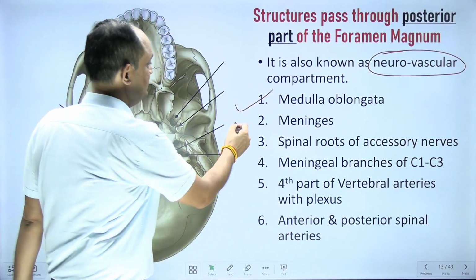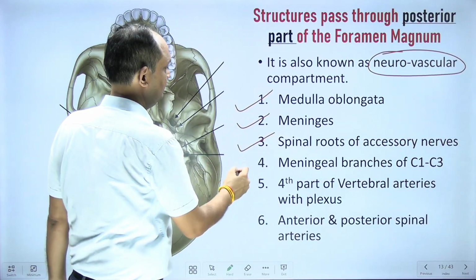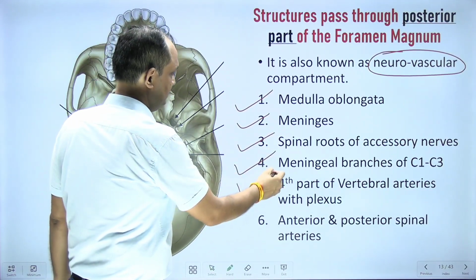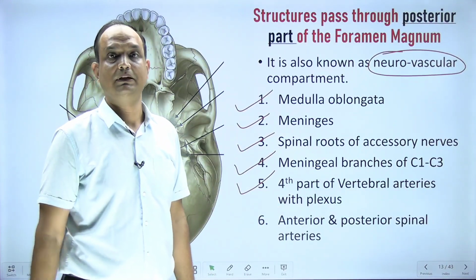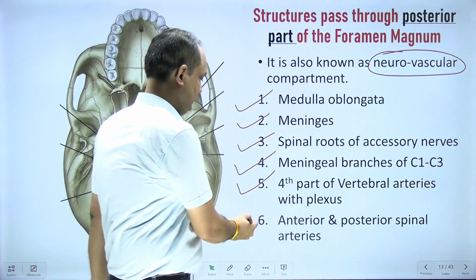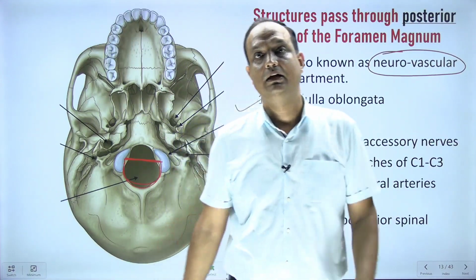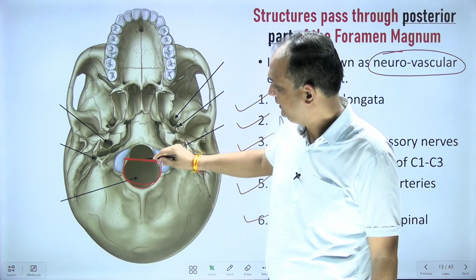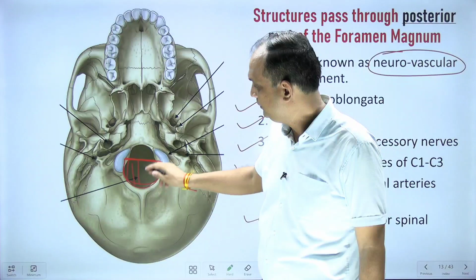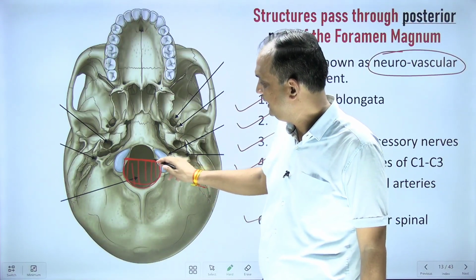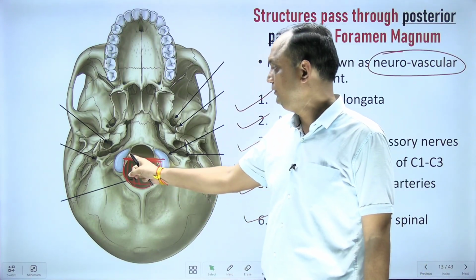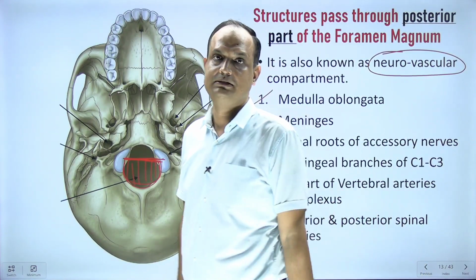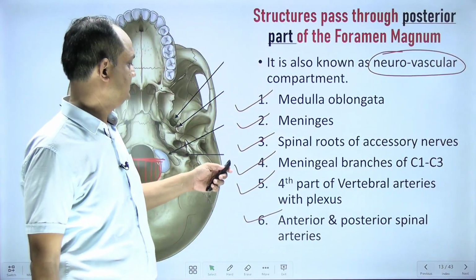Then you will have the meninges, the spinal root of the accessory nerve, the meningeal branch of C1 to C3, then the fourth part of the vertebral artery along with the plexus around the artery, and the anterior and posterior spinal arteries. So these structures will enter through the area which is posteriorly placed behind this line, which is the line connecting the two tubercles of the occipital condyles. So let's discuss these structures.